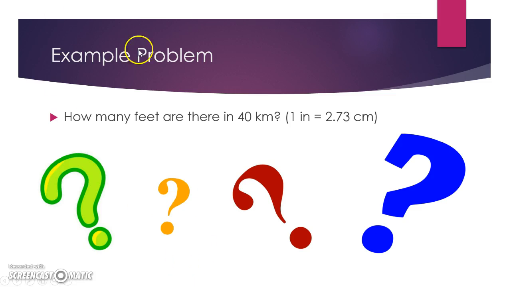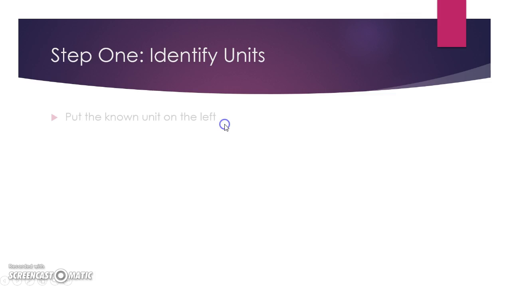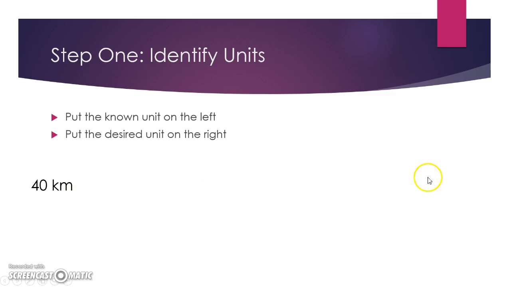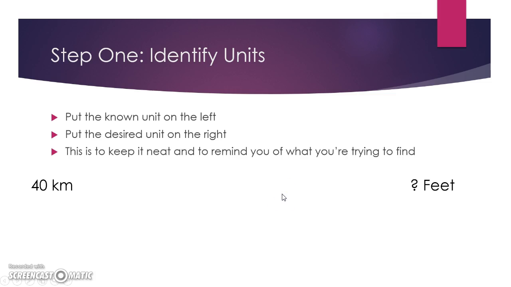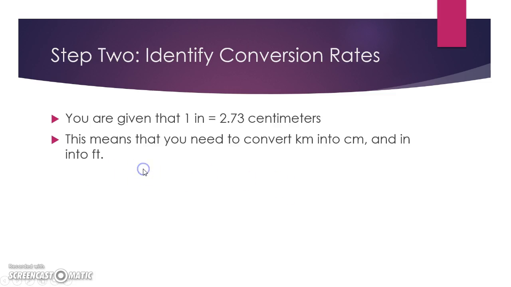So an example problem is, how many feet are there in 40 kilometers? Now, you're given that 1 inch is equal to 2.73 centimeters. So the first step is to identify the units. You always put the known unit on the left, like that, and then you put the desired unit on the right. So we're trying to find feet. This is to keep it neat and organized and remind you of what you're trying to do. You identify them early so that you don't forget them later.